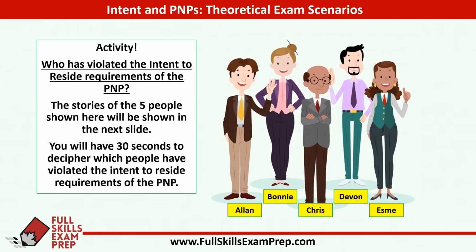And what we really need to focus on is which of these people, Alan, Bonnie, Chris, Devin, and Esme, has violated the intent to reside requirements of the PNP, or who will violate those requirements based on the information given. Now you're going to have 30 seconds to come to a decision. It's not going to be easy.